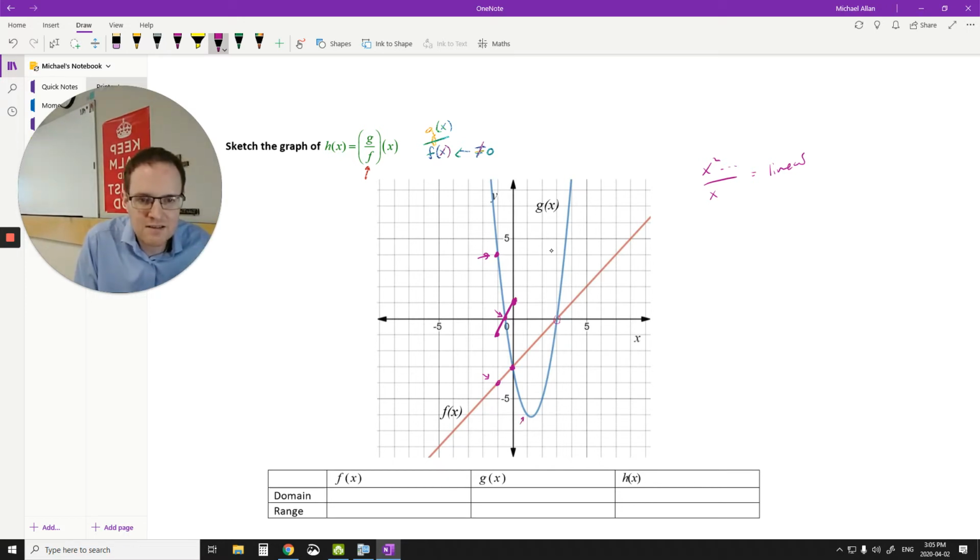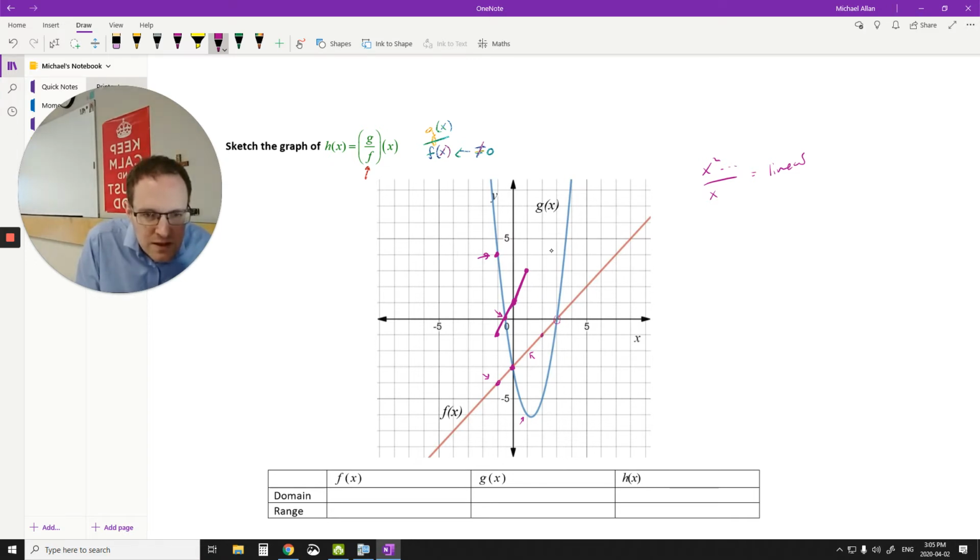So g of x is the blue one. So I'm going to take that, negative 6. I'm going to divide it by negative 2. 3. Right there. Okay, looking pretty linear actually. It looks like 2 up, 1 over, 2 up, 1 over. Let's try another one here.